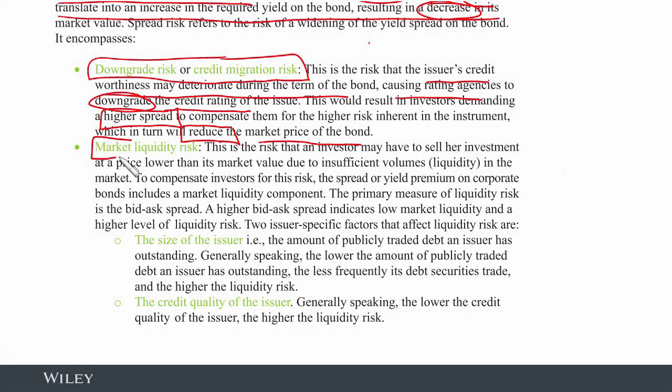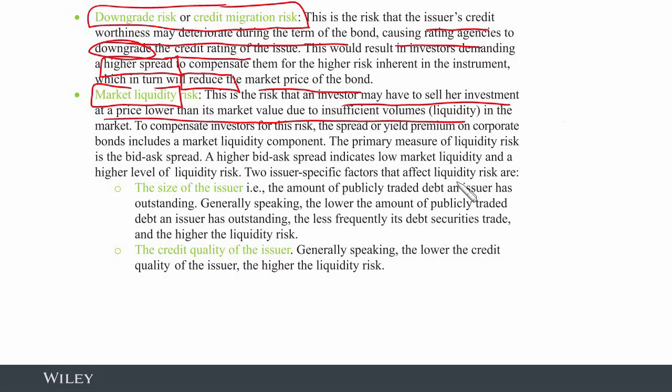Okay, and then we have liquidity risk. So we know liquidity risk is the risk we would have to sell that asset at a discounted price if we want to liquidate it quickly. So how much would we have to discount the price to liquidate it quickly? If there are insufficient volumes, if it's illiquid, then we're assuming greater liquidity risk. So to compensate investors for that liquidity risk, again, we look at the spread, the yield premium above and beyond the risk-free rate. Now, the market liquidity component is part of that overall yield premium or spread.